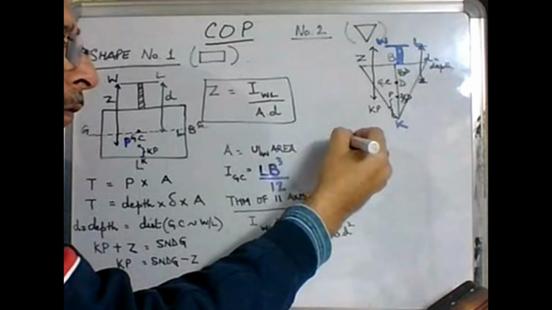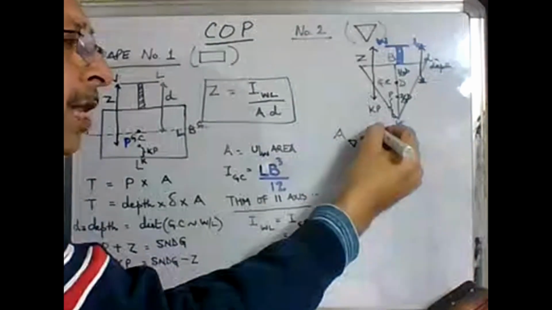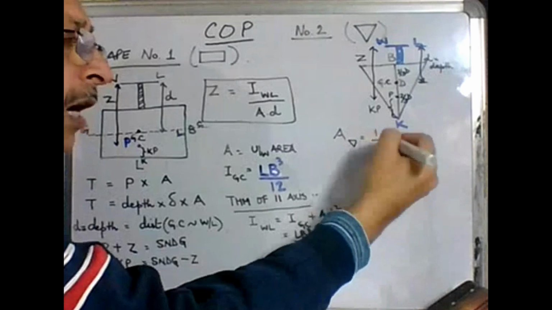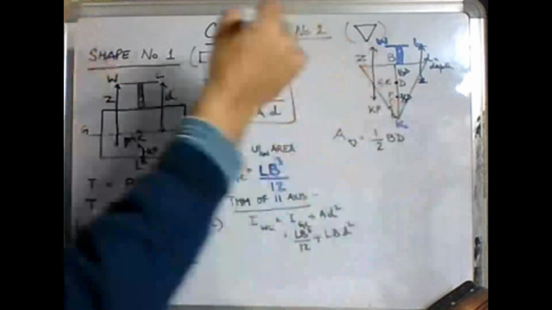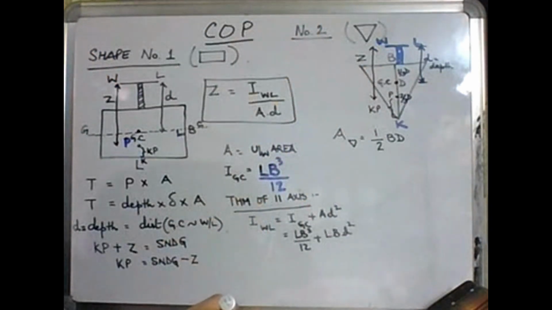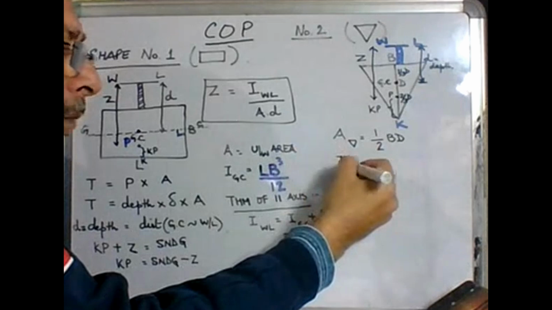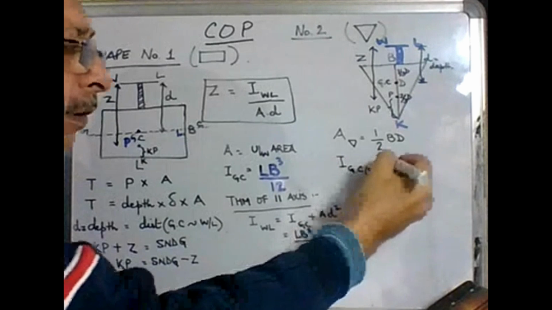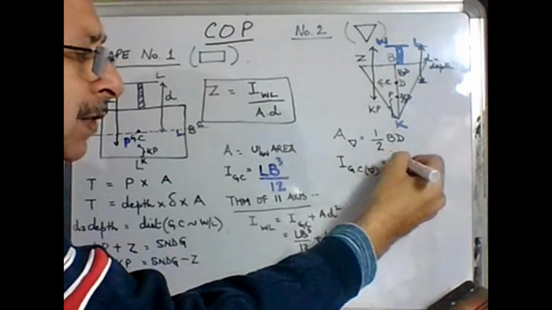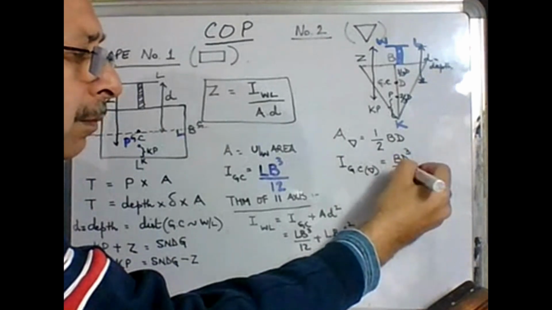एरिया ऑफ द ट्राइंगल कितना है? हाफ कैपिटल B, Capital D. Capital D is the area of the triangle. Moment of inertia about the GC of a triangle is given by one standard formula, BD cube by 36.